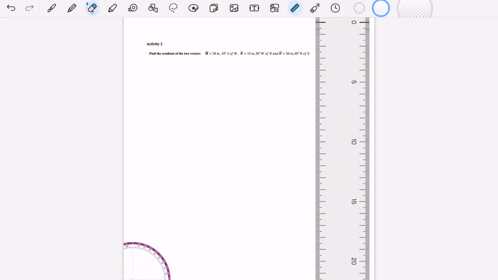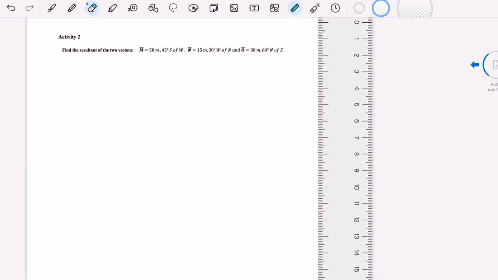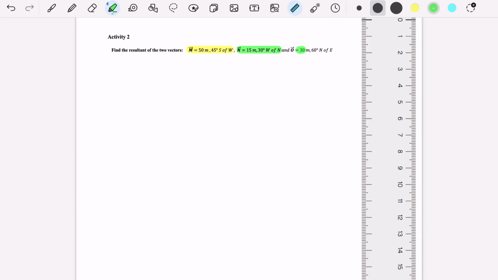We are doing a tail to tip. These are our vectors. We have vector M. Vector M is 50 meters 45 degrees south of west, and the second vector, vector N, is 15 meters 30 degrees west of north, and vector O is 30 meters.